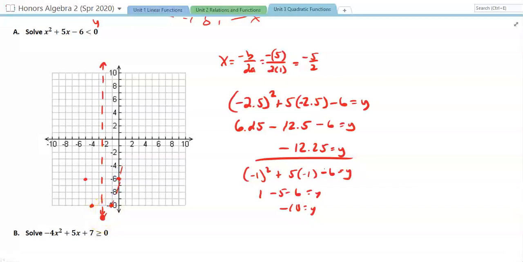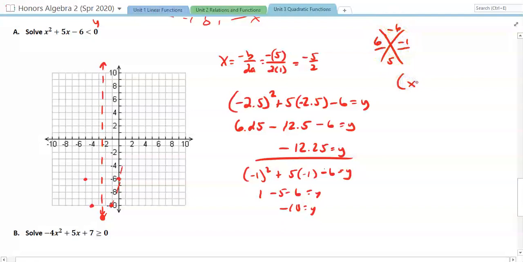But here's the thing, all these points are nice, but I need to know where it crosses the x-axis. And so if we were to factor this real quick, -6 on top, 5 on the bottom, what's going to multiply to a -6 but add to a +5? Well, it'd be a +6 and a -1.